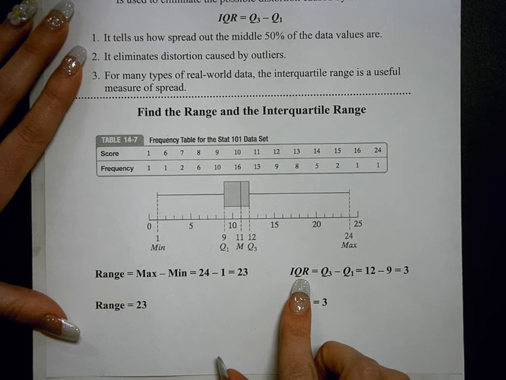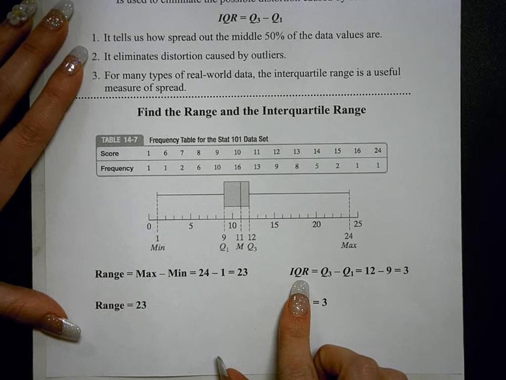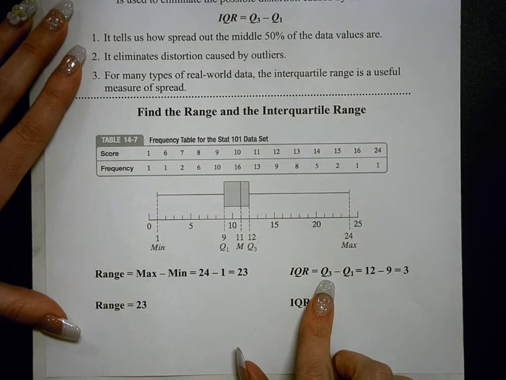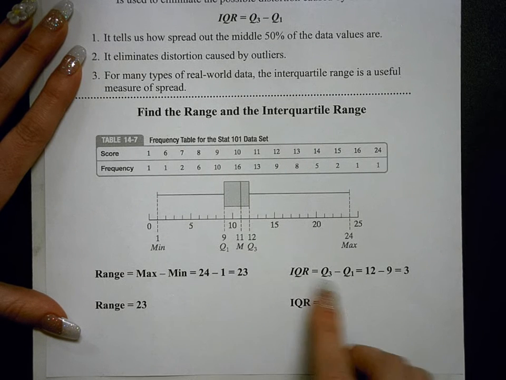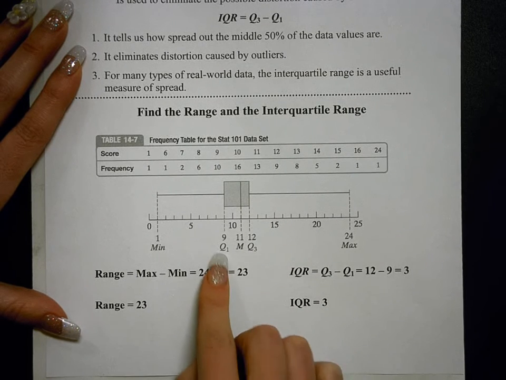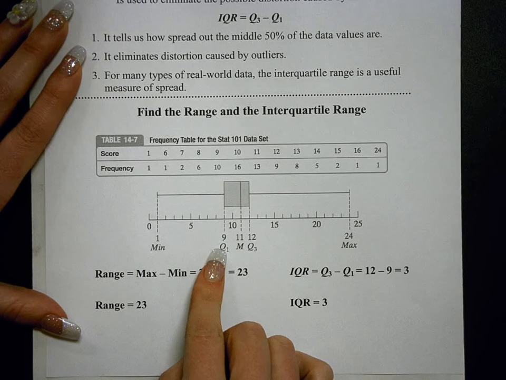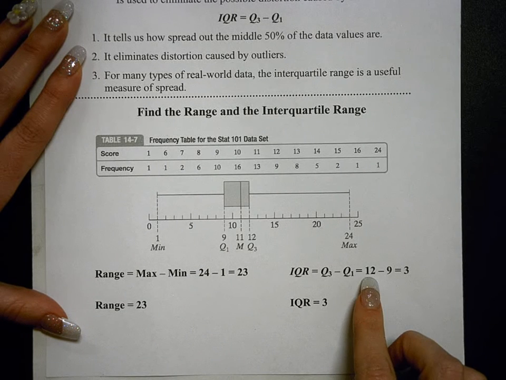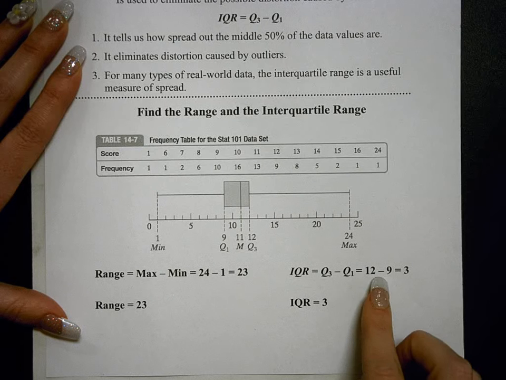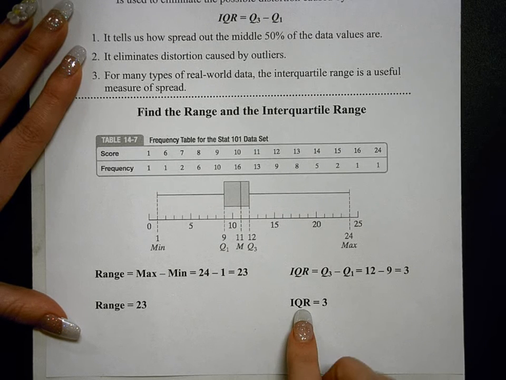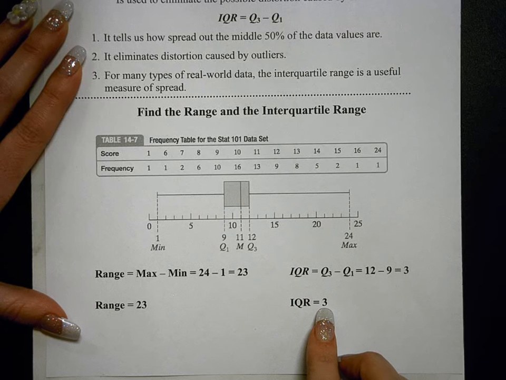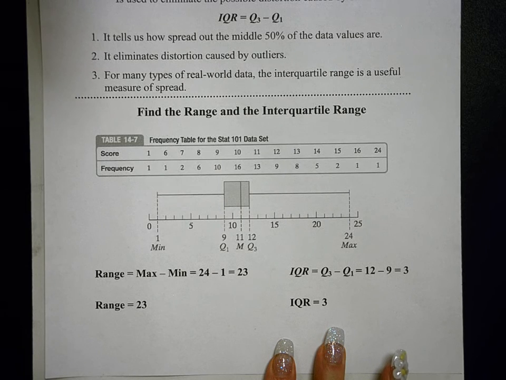The interquartile range is going to tell us how spread out the middle 50% of the data is. We find that by taking the third quartile. The third quartile is right here, it's 12. And we're going to subtract from it the first quartile, which in this case is 9. So we're just going to go 12 minus 9, the third quartile minus the first quartile, and what we get is 3. That means that the interquartile range is 3. The middle 50% of the data set is spread out by 3 units.